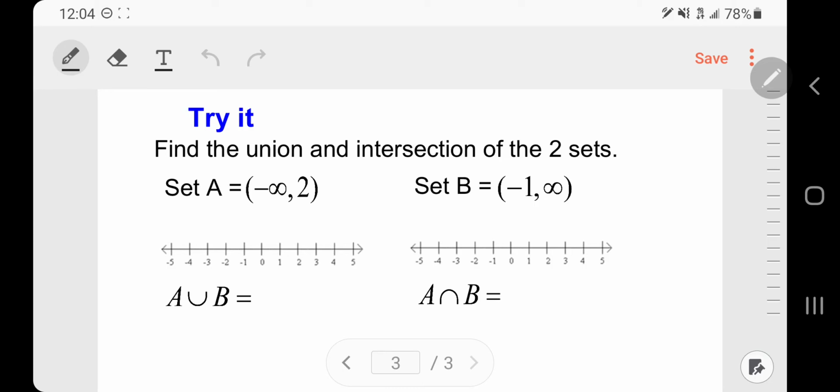All right, taking a look at one more example. So we're given two sets here. We're going to go ahead and graph them and then look for our union and our intersection of both of these. Set A is -∞ to 2, so I'm going to have an open circle at 2, and then that's going to span to -∞ on the left.